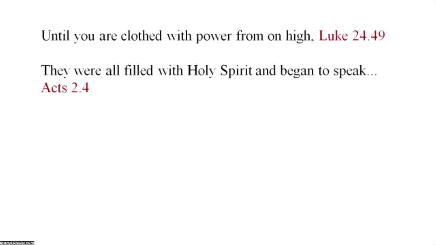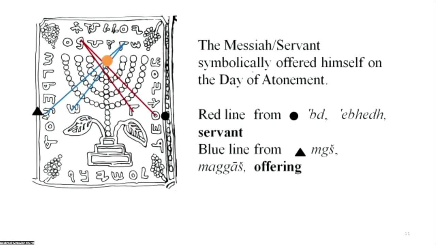And then what happens in the account of Pentecost? They were all filled with the Holy Spirit and began to speak. That's the gift of the Spirit, is speaking. So now the Messiah, who is also the servant, symbolically offered himself on the Day of Atonement.